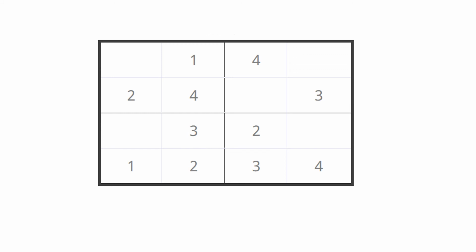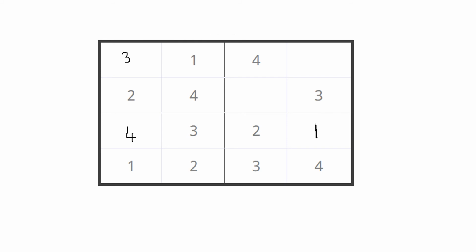So if I have a look at my first box, I've already got 1, 2 and 4 in there, so I know that I'm going to have a 3 there. I've already got 1, 2 and 3 in this box, so I've got to have a 4 in there. And I've already got 2, 3 and 4 in this box, so I've got to have a 1 in here.